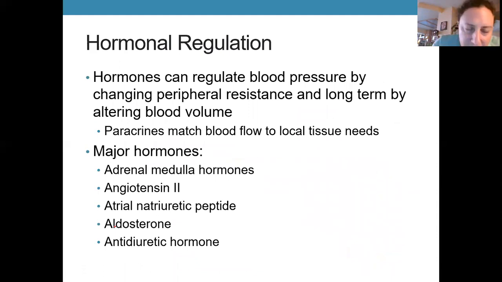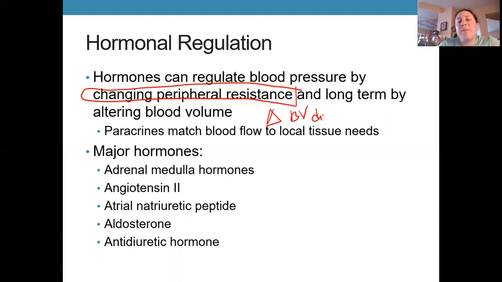When we look at endocrine control, we're looking at a variety of different hormones that can regulate blood pressure. Some of them do this by changing peripheral resistance, which is mostly again changing blood vessel diameter. Some of them work in a more long-term fashion by changing blood volume. That takes longer, so it's a long-term regulation. Local tissues produce local hormones called paracrines that help match blood flow to their needs. Basically, waste products increase blood flow so that they're not having issues.